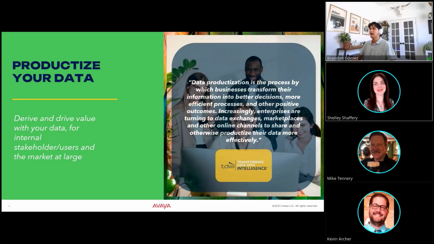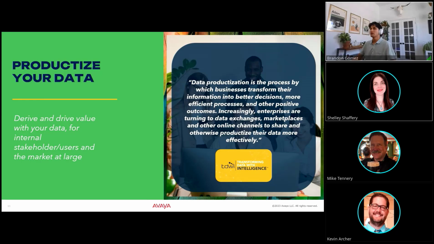TWI has defined it as a process by which businesses transform their information into better decisions, more efficient processes, and other positive outcomes.